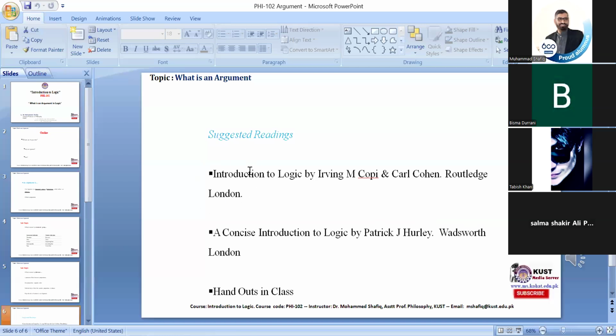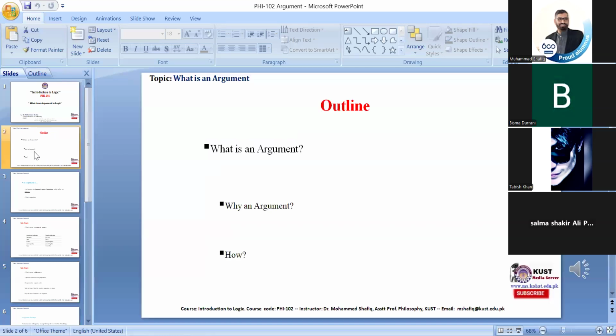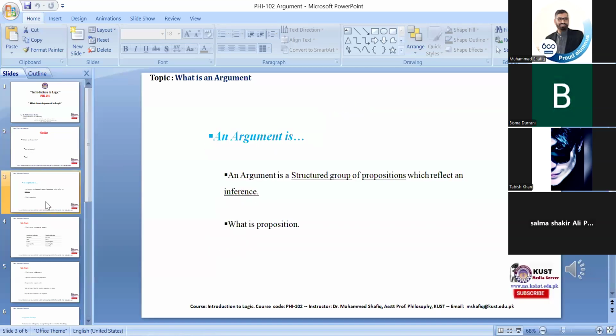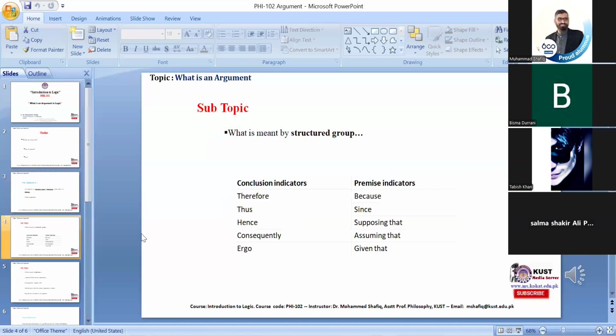Because this topic of argument is explained in Introduction to Logic by Copi and A Concise Introduction to Logic by Hurley. Also, I have provided you with the PDF form of notes, and it is explained in great detail there. So now, Tabish, sorry, you can proceed. What you wanted to ask?